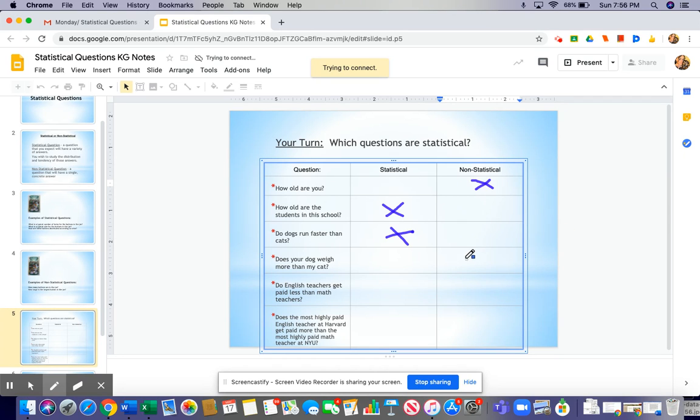If you said non-statistical, you are correct, because that's a simple, concrete answer. Does your dog weigh more than my cat? Yes or no? Let's look at the next one.